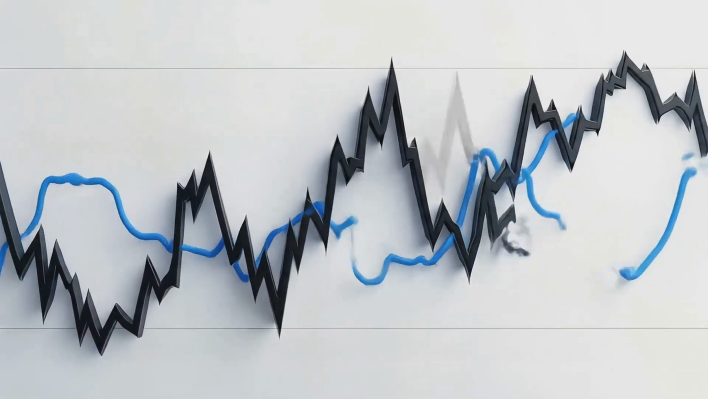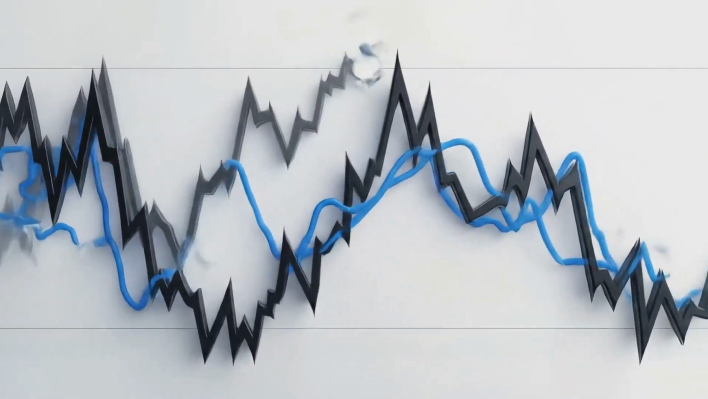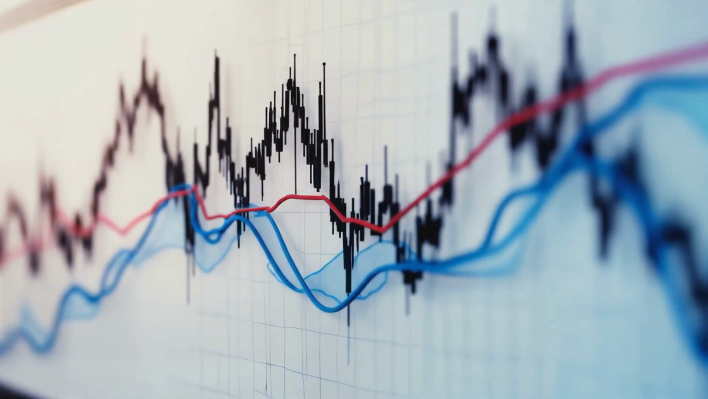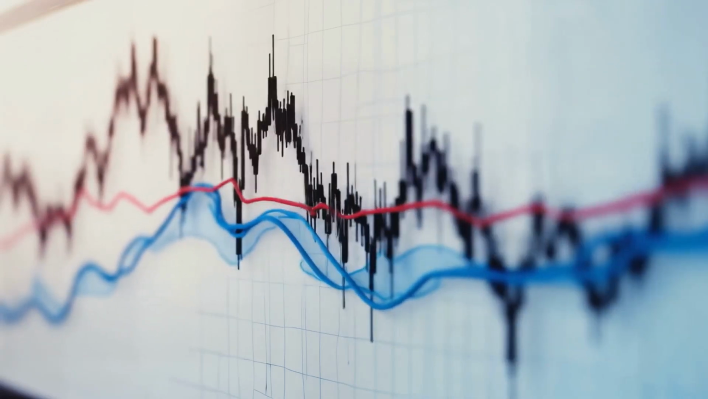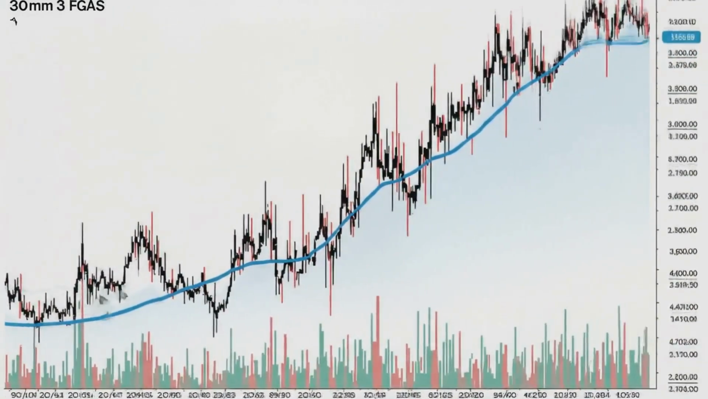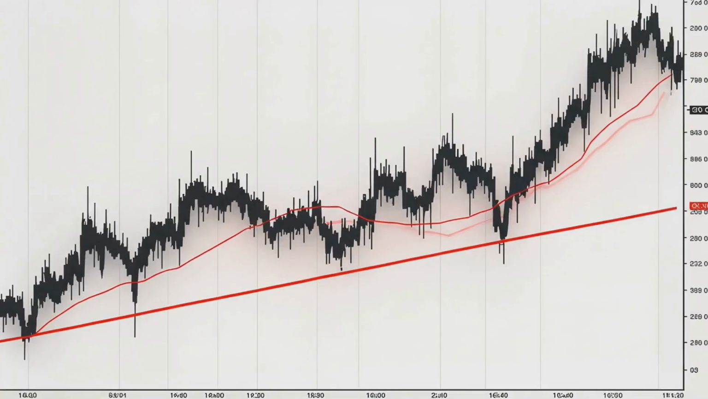Moving averages are among the most widely used tools in technical analysis, essential for smoothing out price data to identify clear trends and potential trading opportunities. By filtering short-term price fluctuations, moving averages help traders gain a clearer view of market direction and momentum. Types of moving averages.